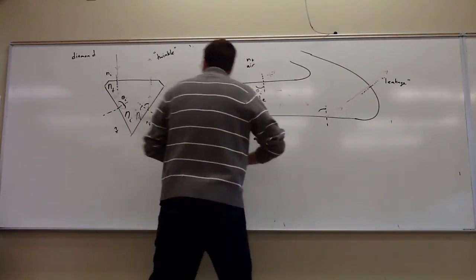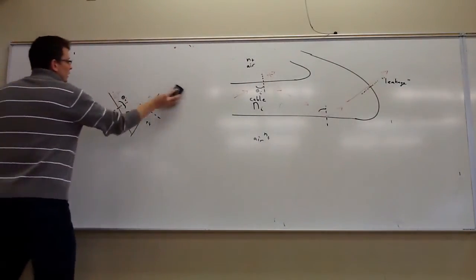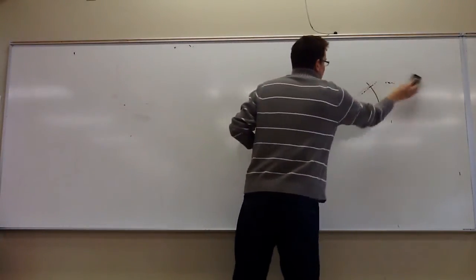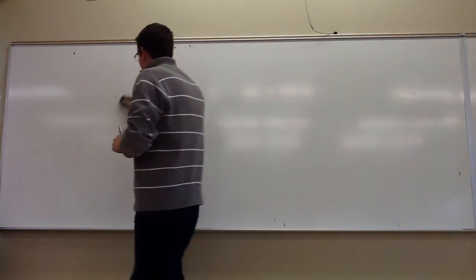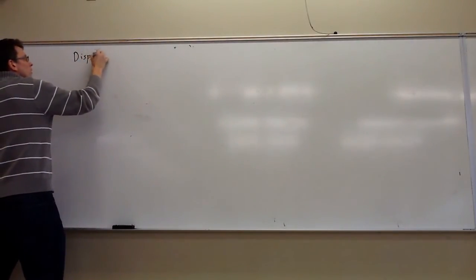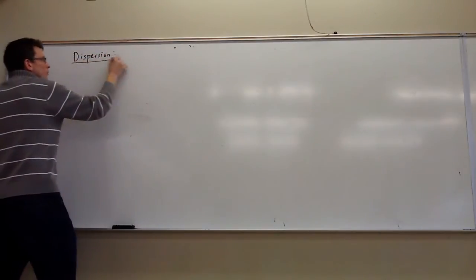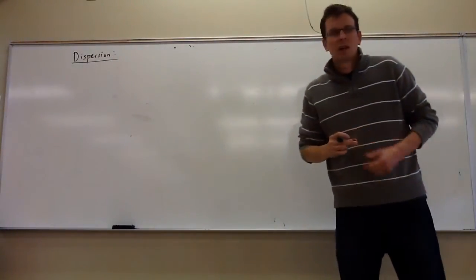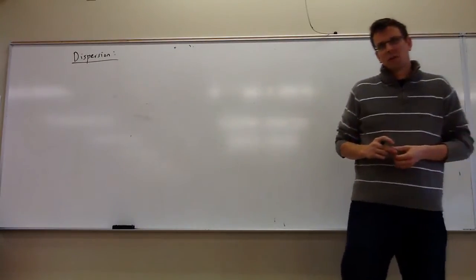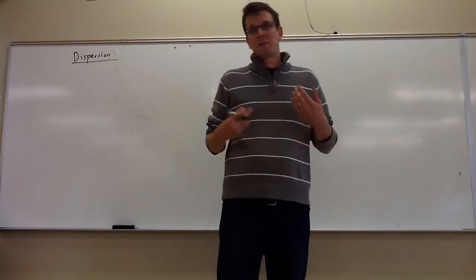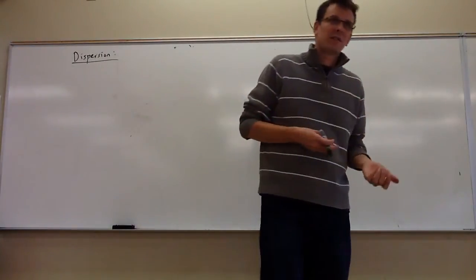Okay, the final topic in homework number 8 is dispersion. And this is where we finally acknowledge something that we haven't really talked about before. We've talked about a material having a particular index of refraction. So diamond has this n value, water has this n value, whatever.